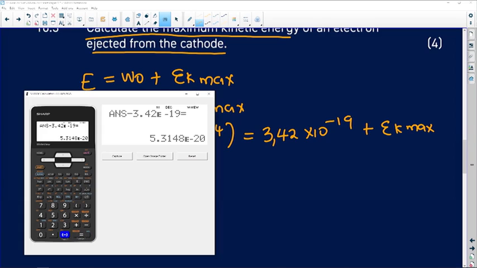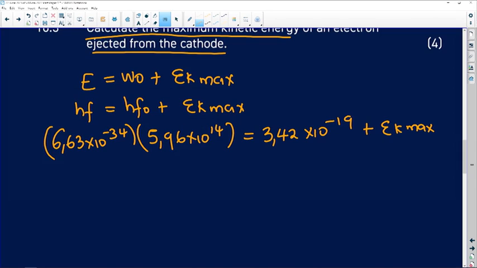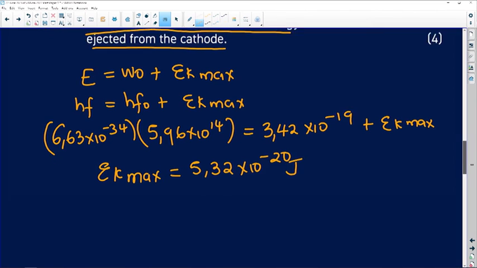Oh, there we go. Here's our answer. In fact, it's 5,3 times 10 to the power negative 20. So our EK max is equal to 5,32 times 10 to the power negative 20 joules. That's how we get our EK max. We then now move to 10.4.